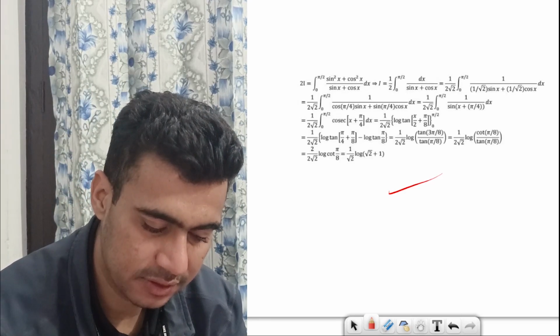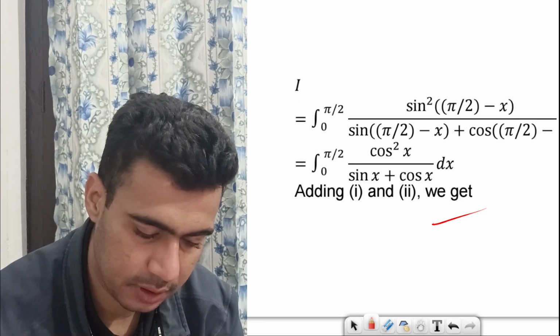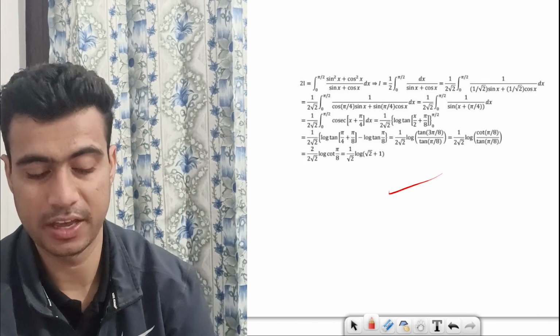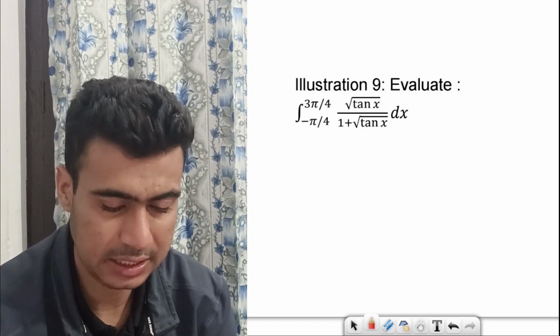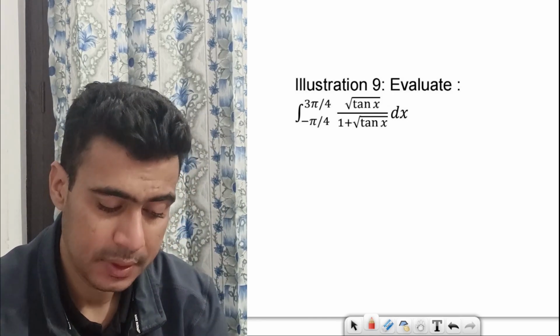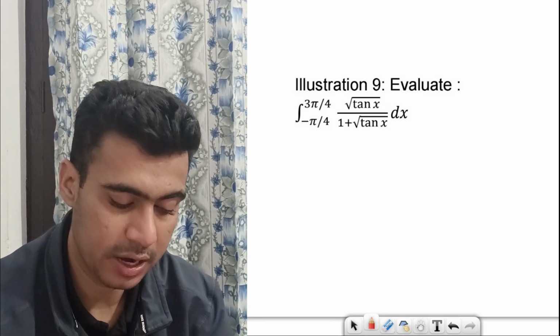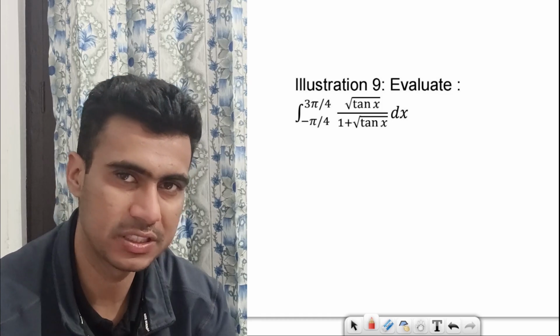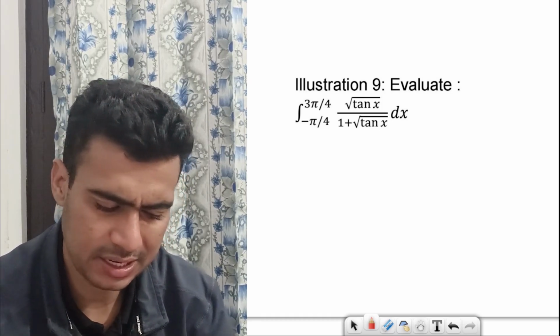In the last class, we saw this particular question where we tried to use properties 4 and 5. Here also we will be discussing properties 4 and 5 and their application. So here we have a question. Now if you see this question, tan is there, which we can obviously write in terms of sine and cos, so we can easily solve it.